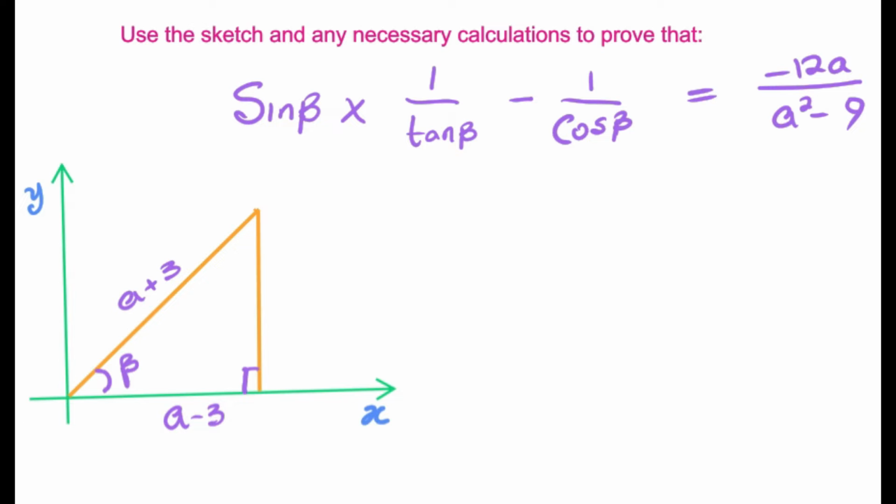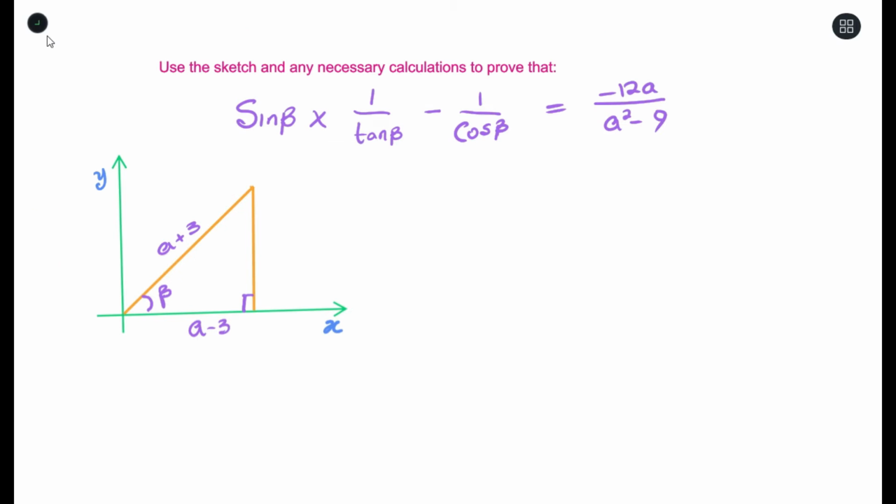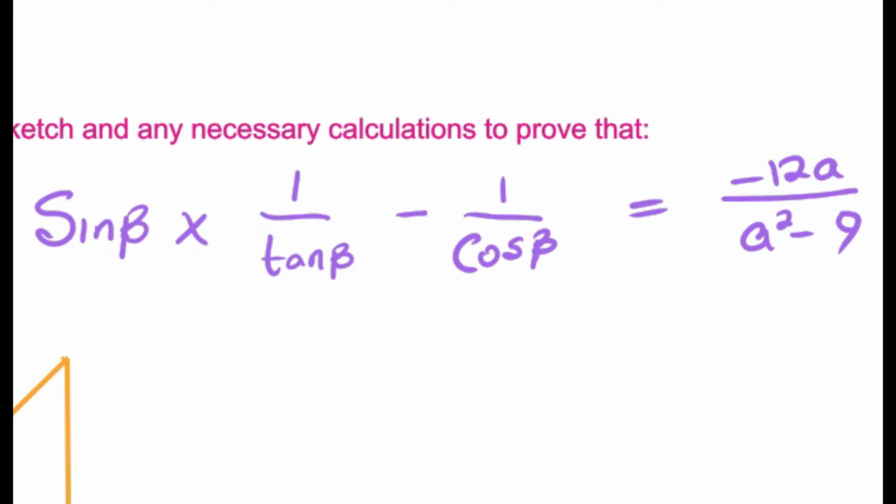Now we're given a diagram where there is a right angle triangle where the hypotenuse is a plus 3, the adjacent is a minus 3, the angle you're given is beta, and you are asked to solve this. Now, to answer this question, the first thing we'll do is simplify. We're trying to prove the left hand side, which is sine beta times 1 over tan beta minus 1 over cos beta, is equal to this right hand side you see over here. Okay, so let me start with simplification.